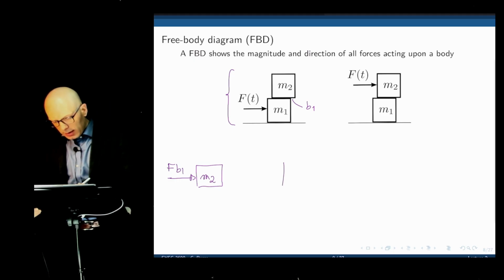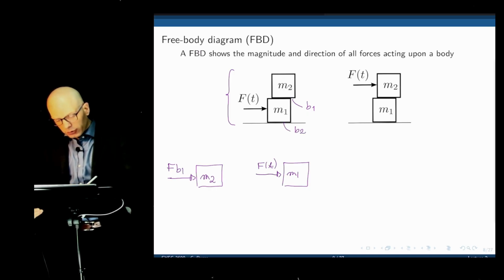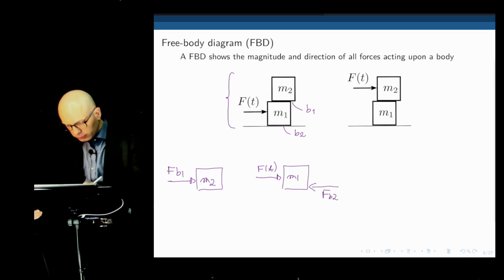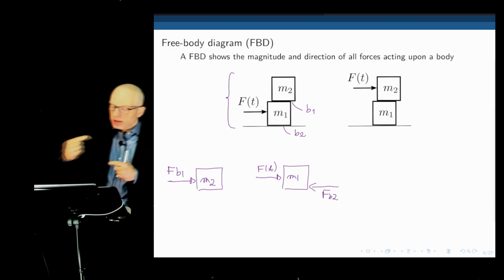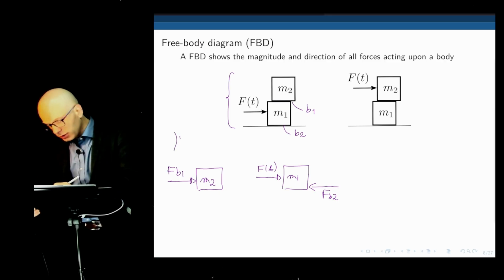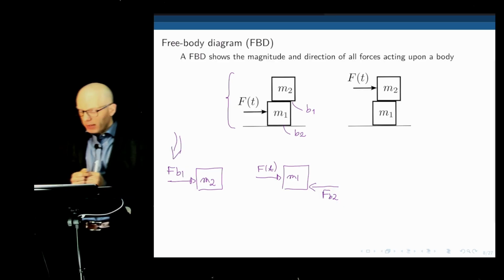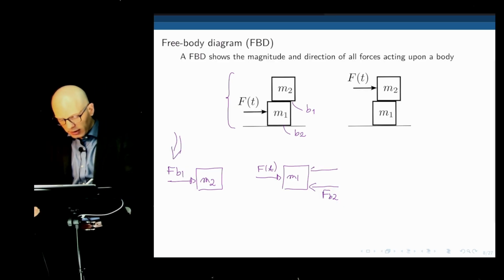What is acting on M1? Well, on M1, we have the force F of t. If there is friction between M1 and the floor, here we have a force FB2. And if mass M1 and mass M2 are subjected to this friction FB1, and FB1 acts on the right on mass M2, then it needs to act towards the left on mass M1.